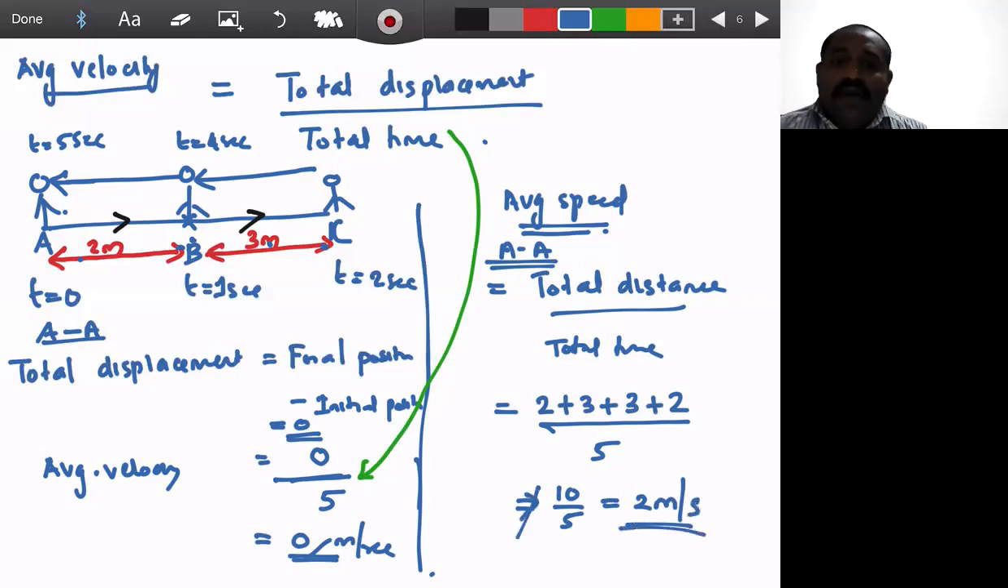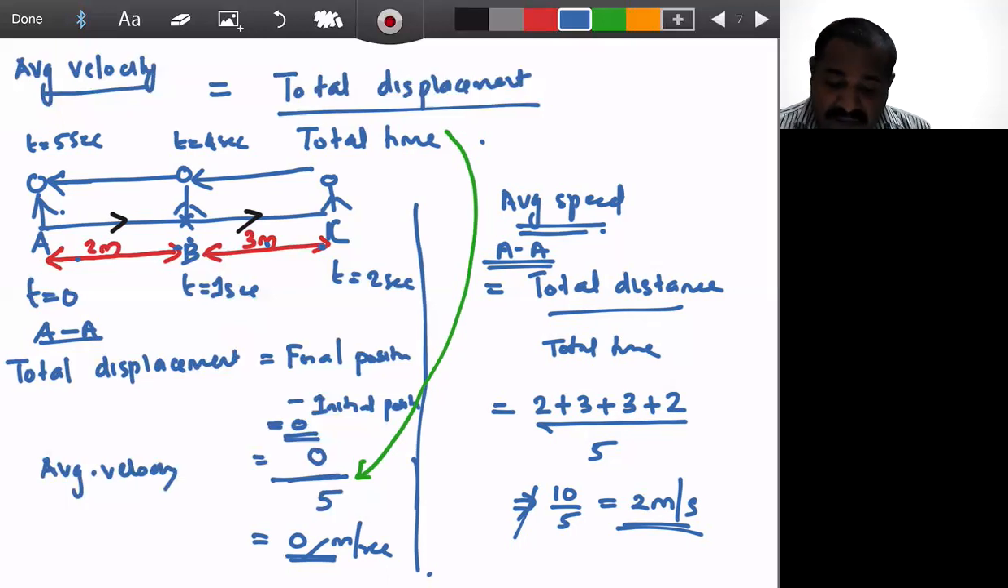So here the total displacement, average velocity and average speed are not equal in the same case. So I hope you understood the difference between total displacement and total distance. For displacement, we have to consider the direction. We should respect the displacement direction. But in the case of total distance, we are only considering the magnitude, irrespective of the direction. Either it be positive direction or negative direction, we are only considering these two aspects.